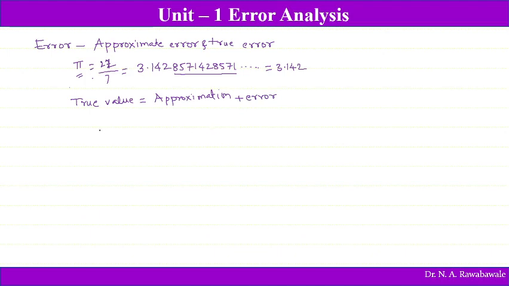or this error can be given as true value minus approximation, where this error is represented by E suffix t. This E suffix t we call the true error.